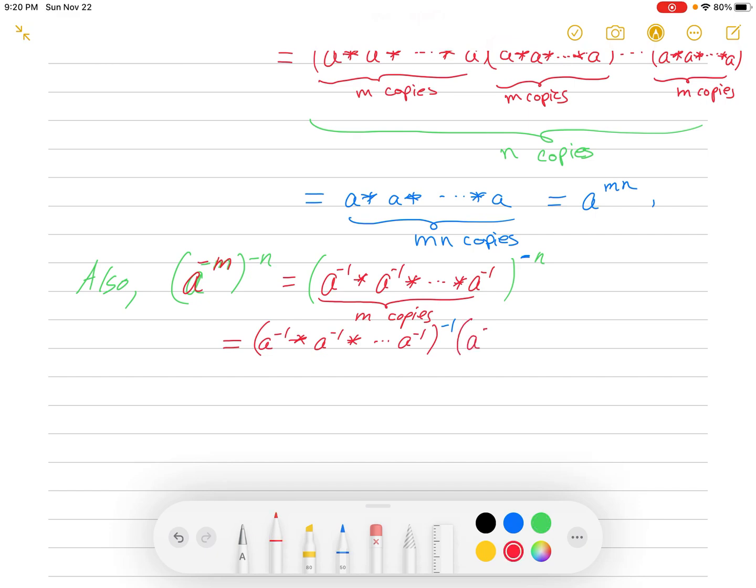I'm going to have A inverse star, A inverse star, dot, dot, dot, A inverse, and then we're going to put a little minus 1 there. That's the second time. And then we're going to do this a bunch more times, until A inverse, and this is going to be the last time. This is going to be the nth time we do it. We put a little negative 1 there. So there are n copies of this garbage.